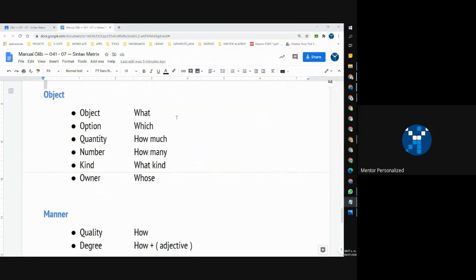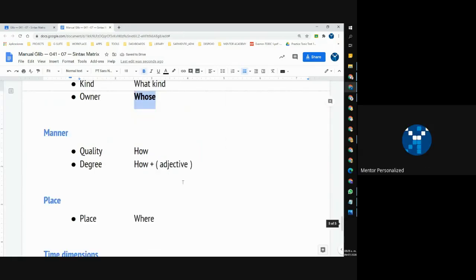Okay, very good. Okay, so we have different components. We can consider objects, option, quantity, number, kind, and owner. What is the question for object? What. Option? Which. Quantity? How much. Number? How many. Kind? What kind. And owner? Esta no la hemos visto, ¿verdad? Whose. Esta es de quién. Repeat. Whose. Okay, we will see it in another moment.